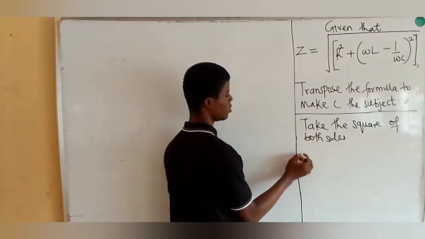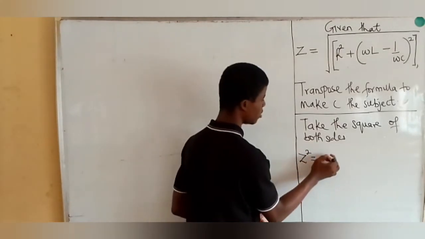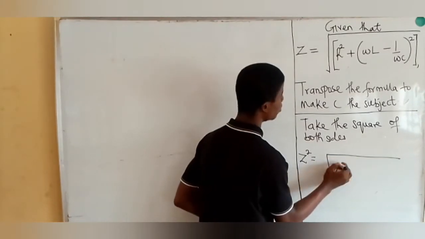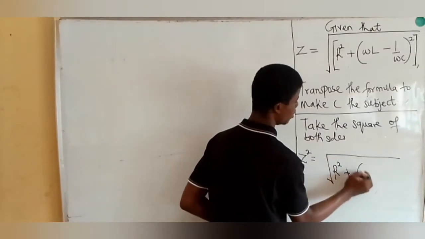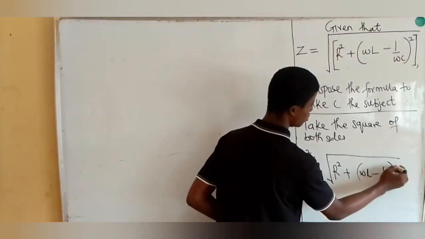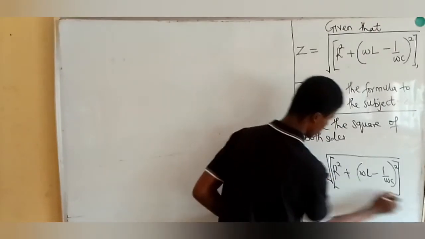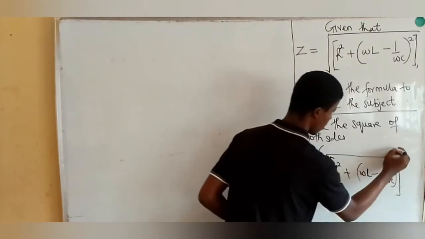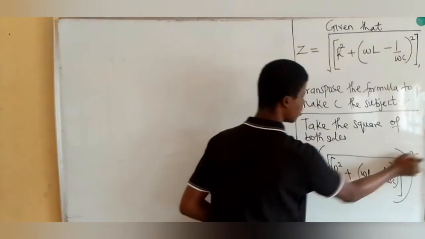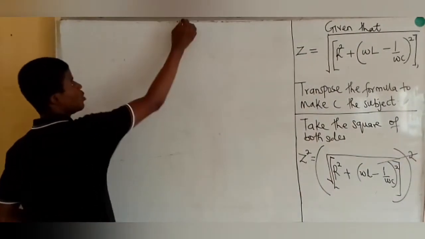And see how to do it. I will square Z. Then everything that I will square it, that's root r squared plus (omega L minus 1 over omega C) squared. I will square it. So this is where my square will be. And so by the time I square it, the square will cancel the square root. So square take away square root.